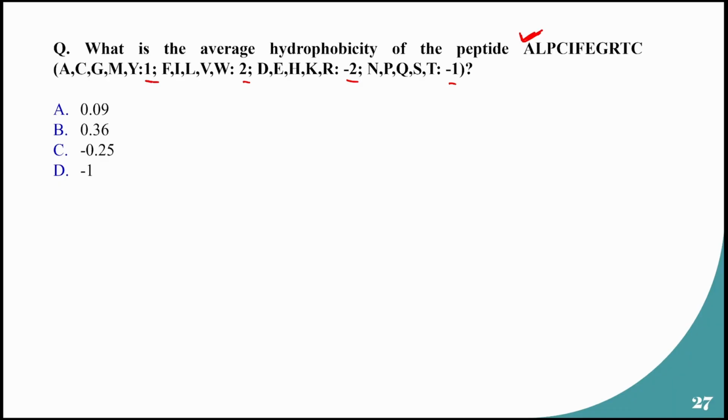This is a simple numeric question. What we have to do is take each type of amino acid, multiply it by its hydrophobicity value, and then do the summation. If there are multiple amino acids, you sum them all, and then divide by the total number of amino acids present. That will give you the average value. Very simple.